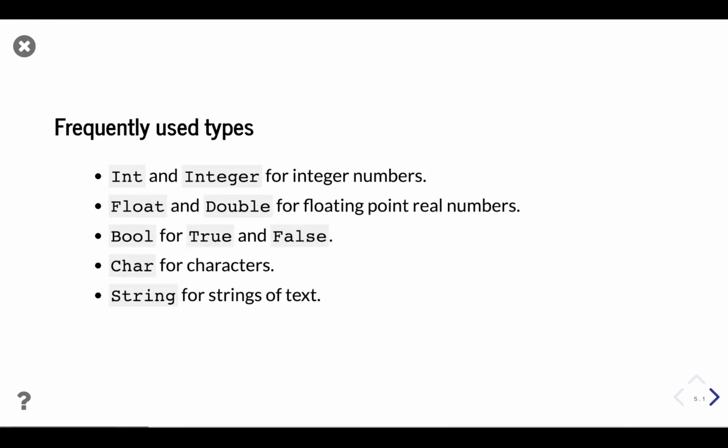There are many types that come with Haskell, and you can create your own types also. But these are the most commonly used types. We have Int and Integer for integer numbers. Those are the counting numbers, 1, 2, 3, 4, both positive and negative. We have Float and Double to use for floating point real numbers, meaning 3.75, for example. The Boolean type called Bool that only has two values, True and False.